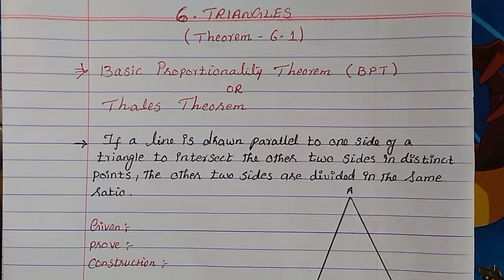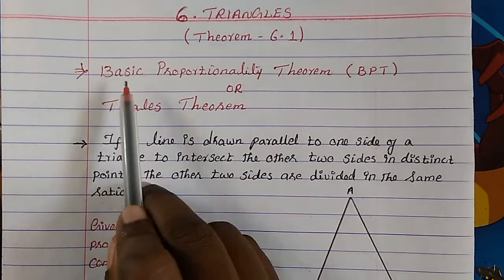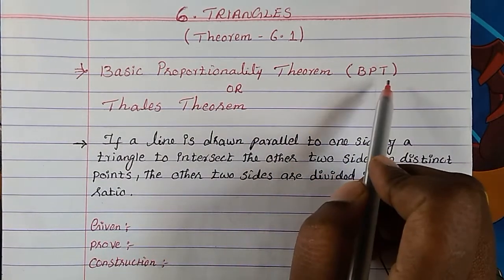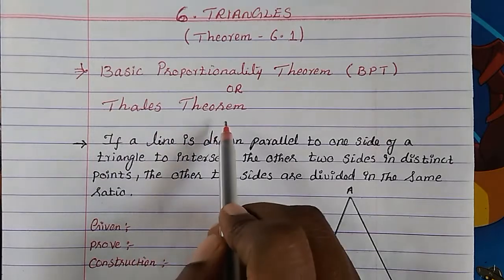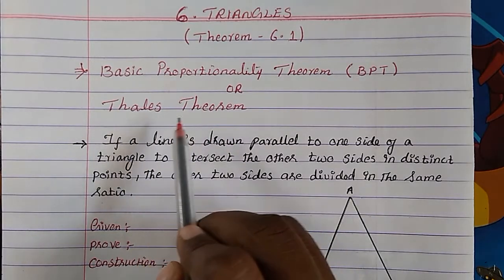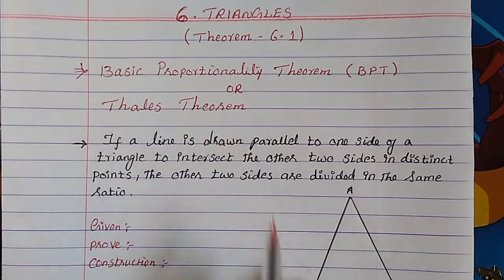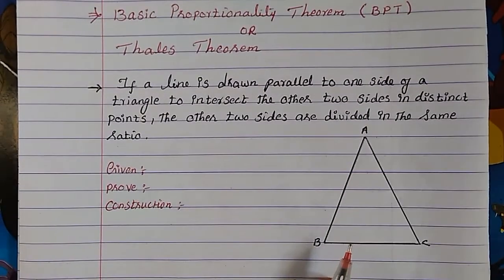Today we are going to study chapter 6 triangles, theorem 6.1. Very important theorem. It is known as the basic proportionality theorem, in short, BPT theorem or Thales theorem. Since it was used by Thales, we call it Thales theorem. Okay, so what does this theorem say?